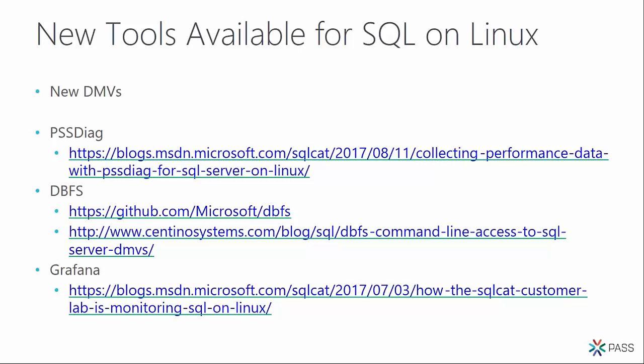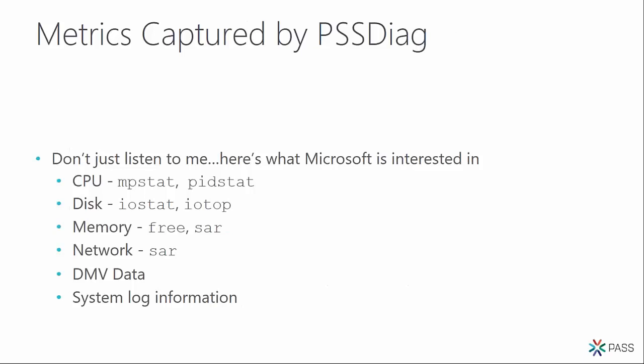The CAT team did some great work with Grafana. They were doing a lot of performance testing in their labs, and they used these tools to build some really cool visualizations of perf data. Some great stuff in there. Don't just listen to me: Microsoft in PSS Diag is using the same tools that we talked about all day today. MPStat, PIDStat, IOStat, IOTop, Free, and SAR. These are the building blocks of their own troubleshooting methodologies implemented in PSS Diag. DMV data and also system log information coming off of the operating system is what's being collected by PSS Diag. Cool stuff there.